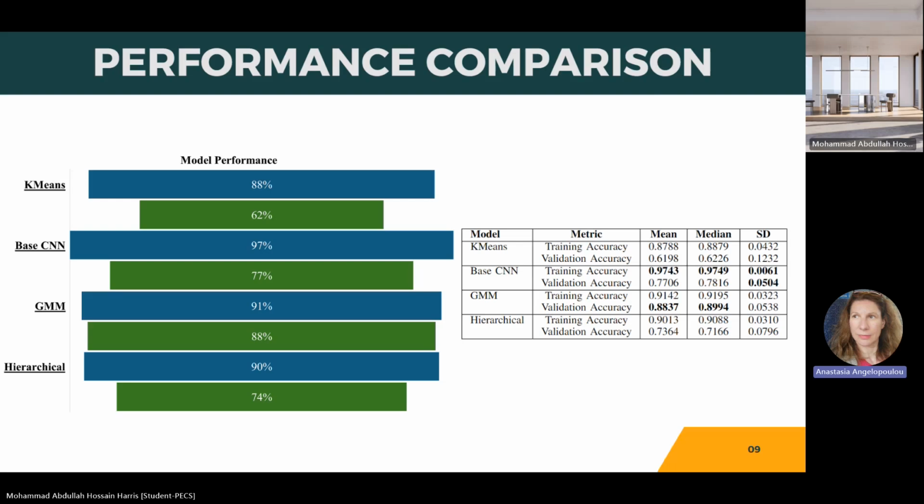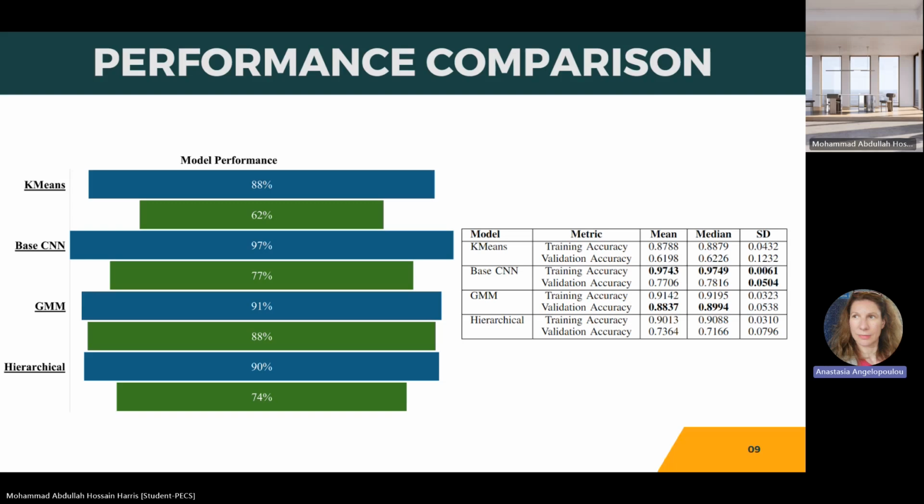So in this case, I personally don't like using mean, median, standard deviation, but in this case, we have to use it just to check how many correct predictions we're getting compared to our base data. And as you can see, even though the base CNN performed very well in training, when validating the data it was about 77%. So it's quite obvious there are overfitting issues with the base CNN. In terms of the k-means, again, the training is good, but the validation is quite low.